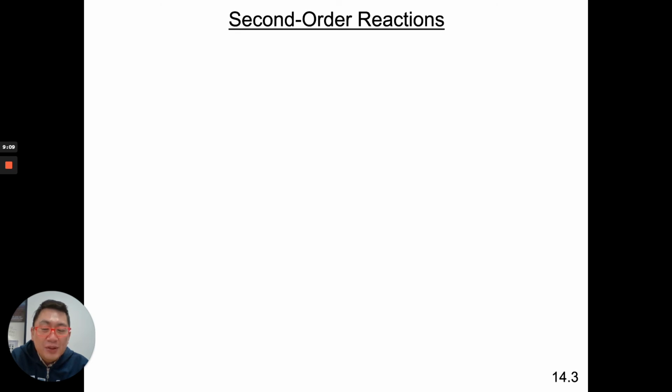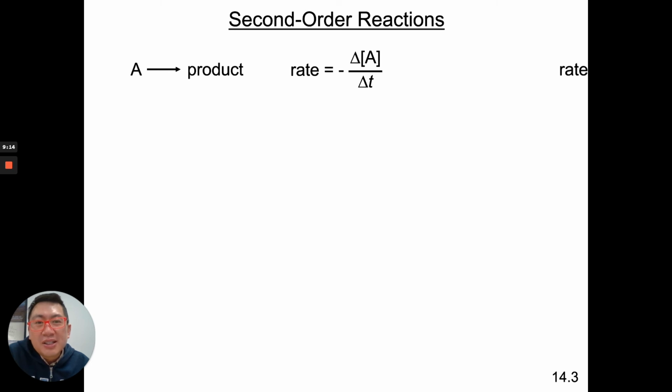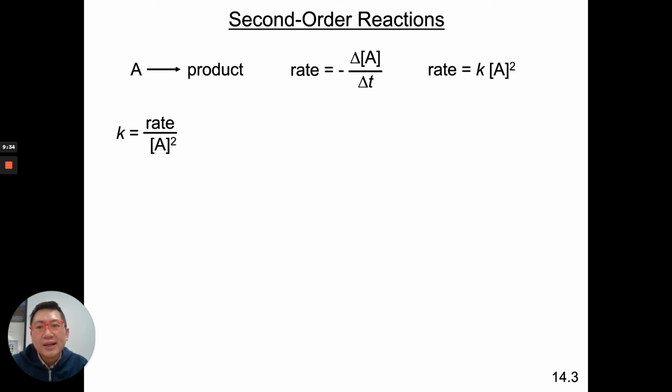Okay, we just did first order reactions. There's also second order reactions. Second order means to the second power. Rate is still the same, minus change in A over change in time, but the rate is equal to K times A to the second power. Now, solving for K, K is equal to rate divided by A squared. It's technically called second order, but I'm going to say squared.